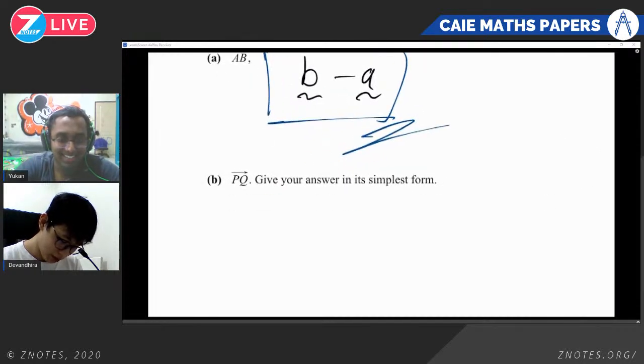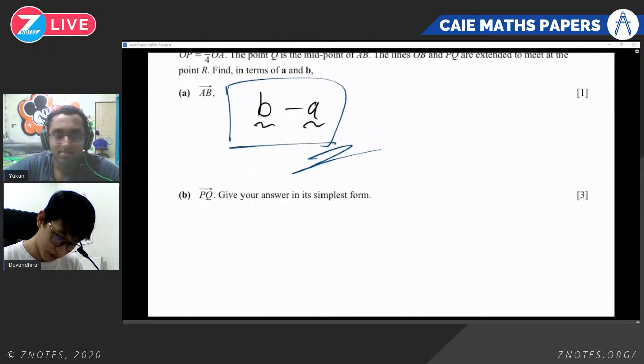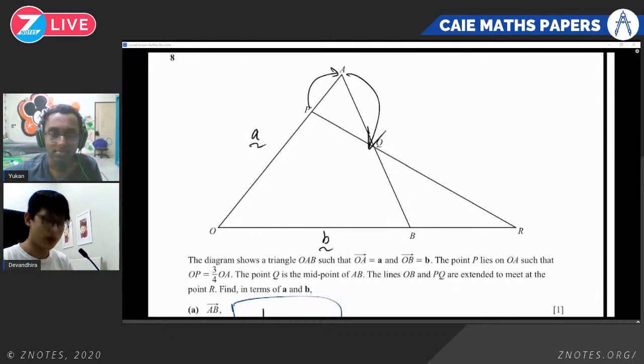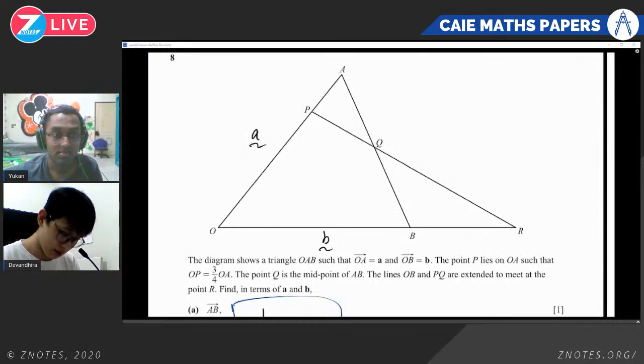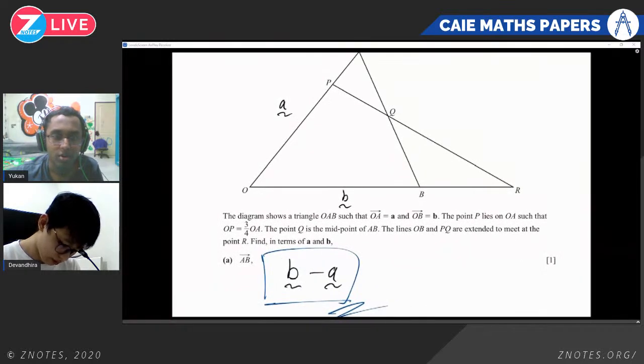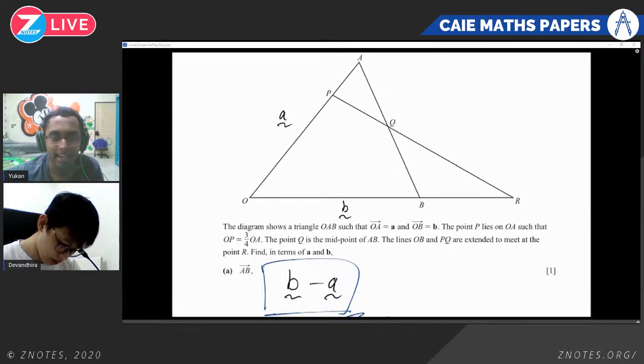Next one, PQ. Give your answer in its simplest form. So we have PQ right here. How can we find PQ? I can go PA and then AQ, correct? Okay, so what's PA? You know that O to P is 3 over 4 O to A. So that's just 3 over 4 A. Therefore, your P to A is A minus 3 over 4 A, which is 1 over 4 A.